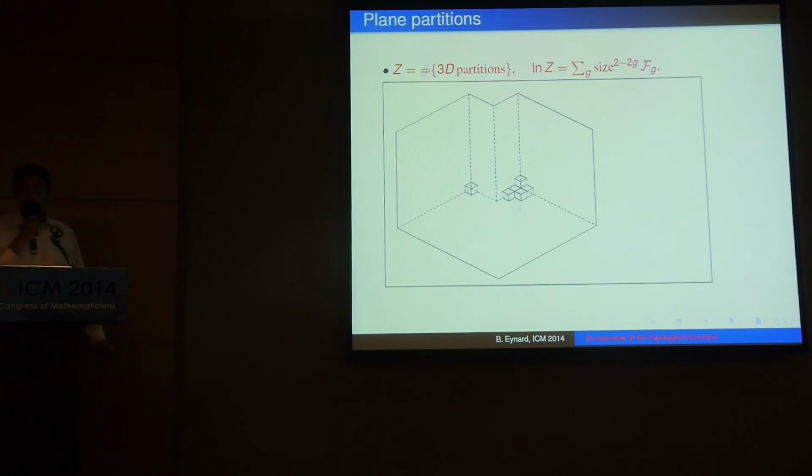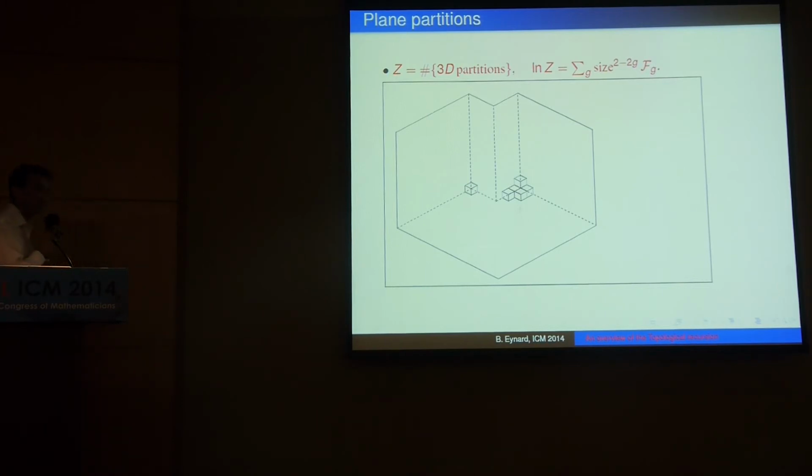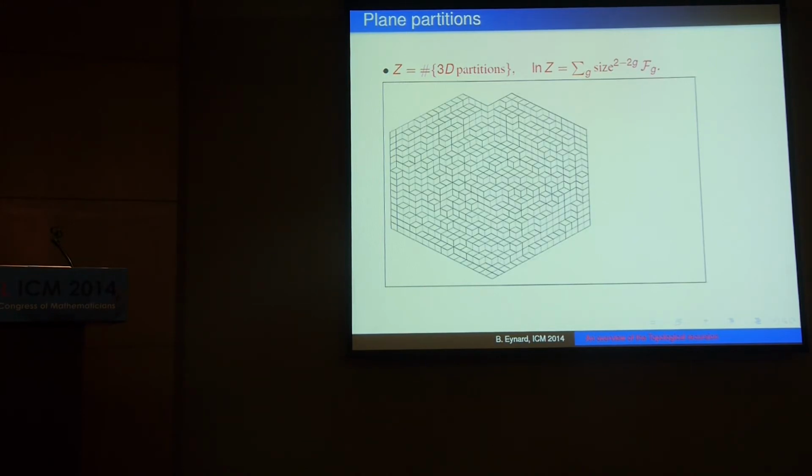Well, another example I can mention is the problem in combinatorics of counting 3D partitions. So a 3D partition is basically you put cubic boxes in the corner of a room, and at random, we are going to consider random partitions. But here let me take a room which has itself corners. So there are, I don't know, chimneys in the corner of the room, and you put cubes. When you put a lot of them, so in the large size limit, you get something like that. Very large number of them.